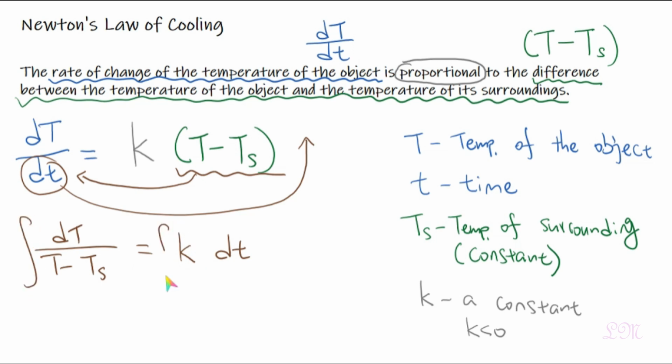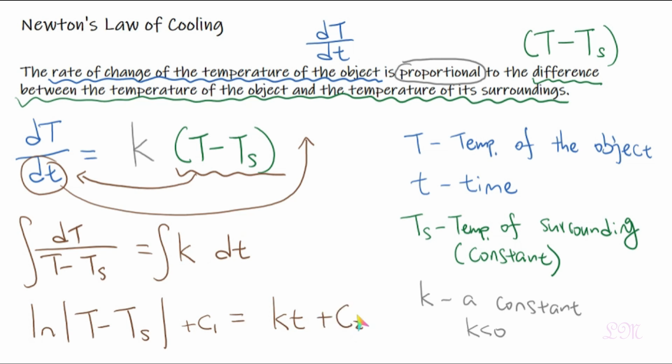Now we integrate both sides. Left side, we're integrating with respect to capital T, and the T sub s is a constant, so we get natural log absolute value of T minus T sub s, plus the constant of integration there. On the right side, the integral of constant k with respect to little t is equal to k times little t plus another constant. Here we don't need to keep both constants because we can easily combine them, so let's just call them c sub 1 on the right side.